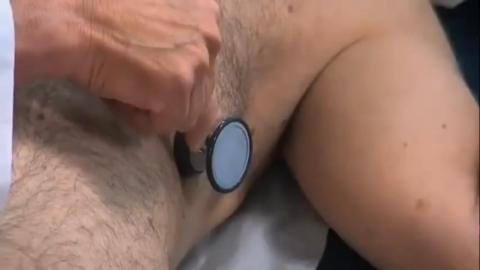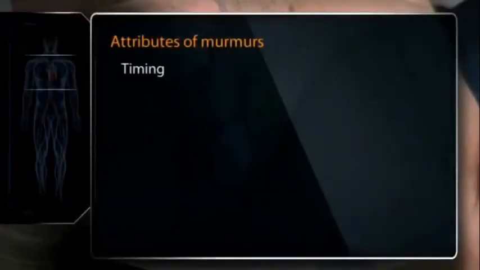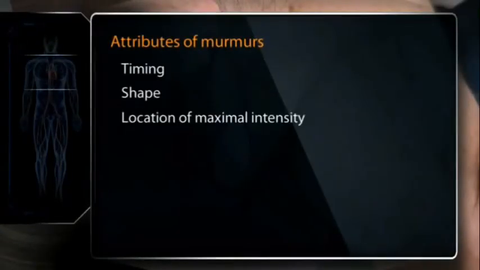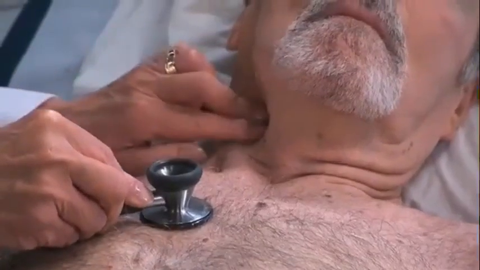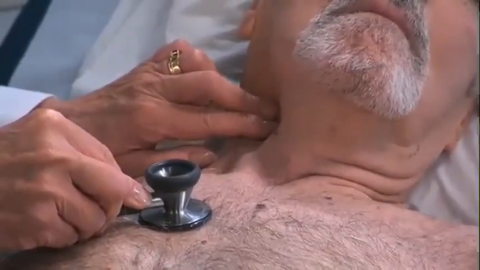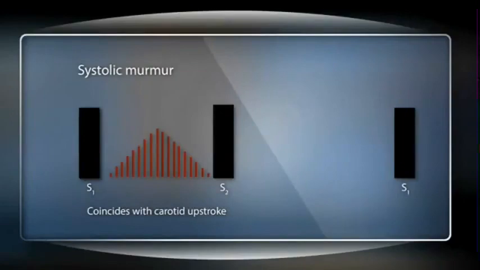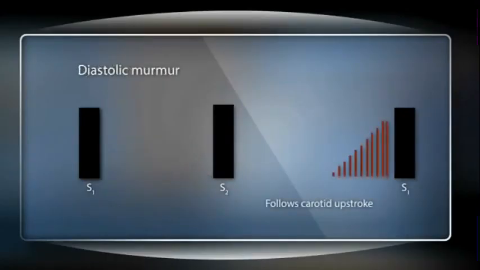Murmurs are differentiated from heart sounds by their longer duration. If you detect a heart murmur, you must learn to assess its timing, shape, location of maximal intensity, and radiation, grade its intensity, and assess its pitch and quality. Palpating the carotid pulse as you listen can help you with timing. First, decide if you are hearing a systolic murmur falling between S1 and S2 and coinciding with the carotid upstroke, or a diastolic murmur falling between S2 and S1, falling before or after the carotid upstroke.